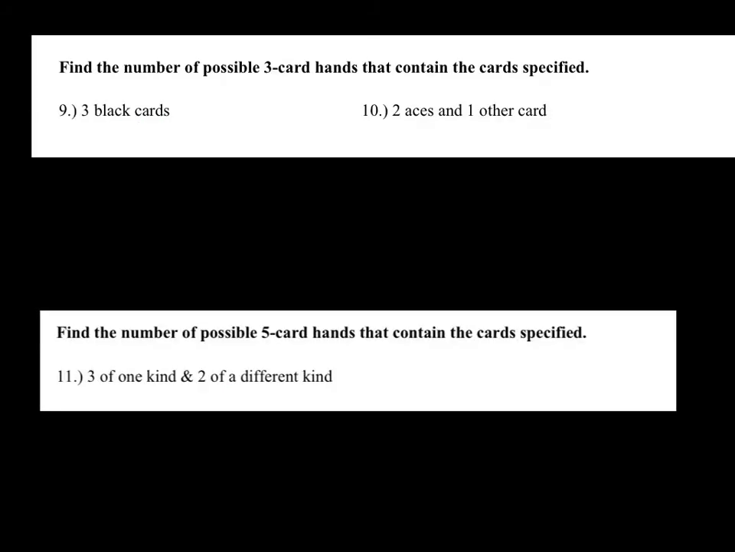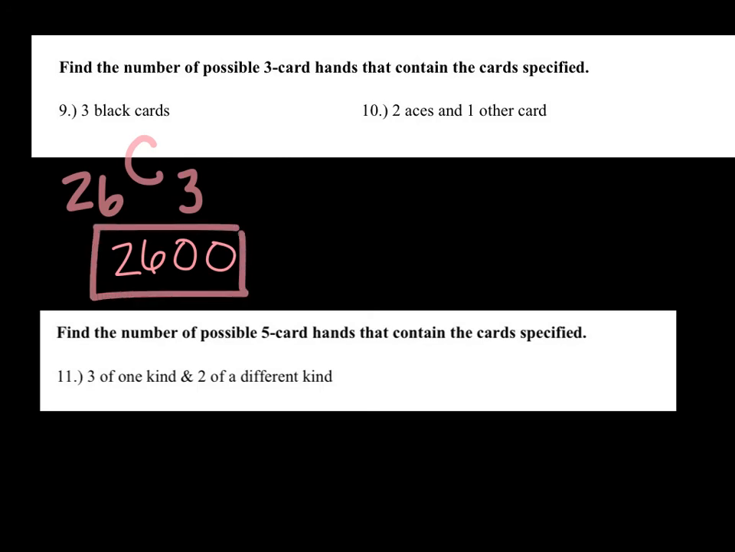For 9 and 10, we're looking at cards again. For number 9, it says, what is the possible number of hands that you could have if you want 3 black cards? So first, remember how many black cards are in a deck. If it's split down the middle, there's 26 black and 26 red. So we've got 26 black cards, and we want 3 of them. So that's the total number of possible hands with 3 black cards in them.